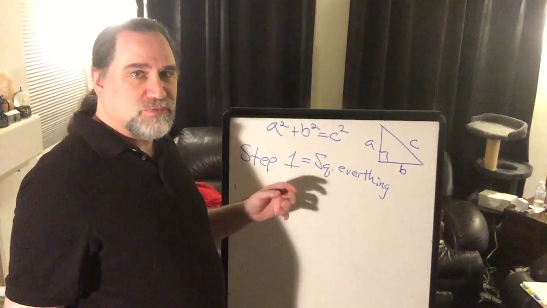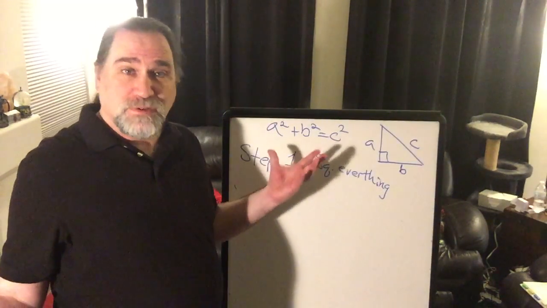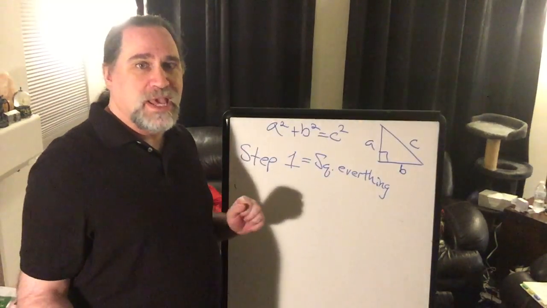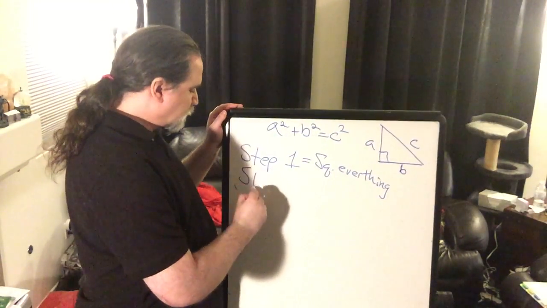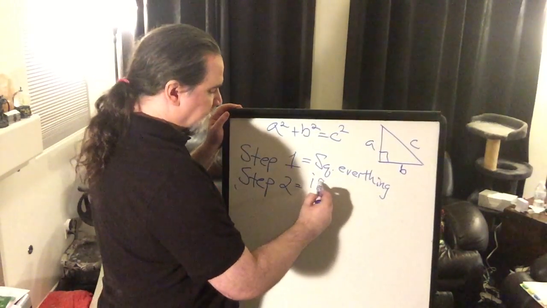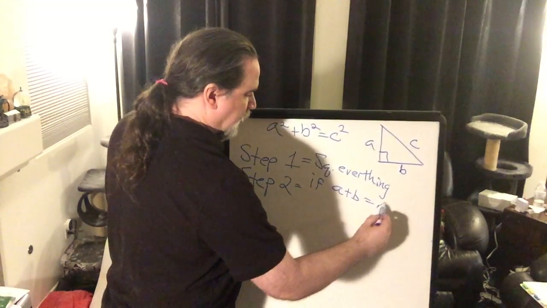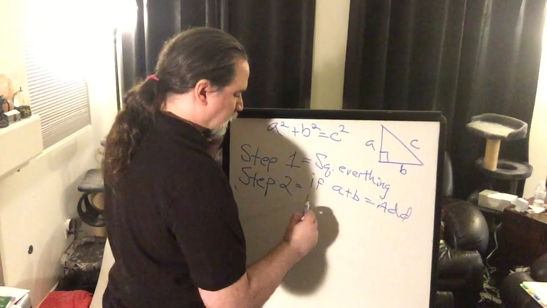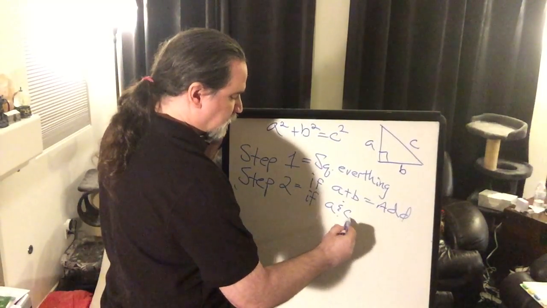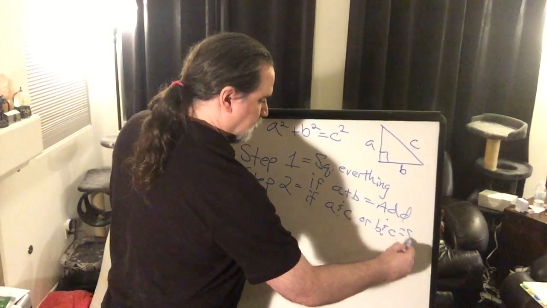If they give you two of those three, square them both. And then the A, if they're looking for A, then it's the squared. So if we know B and we know C, we're still squaring A. Okay, step 2. Now this is the only variable step to it. If A and B, add. If A and C or B and C, subtract.